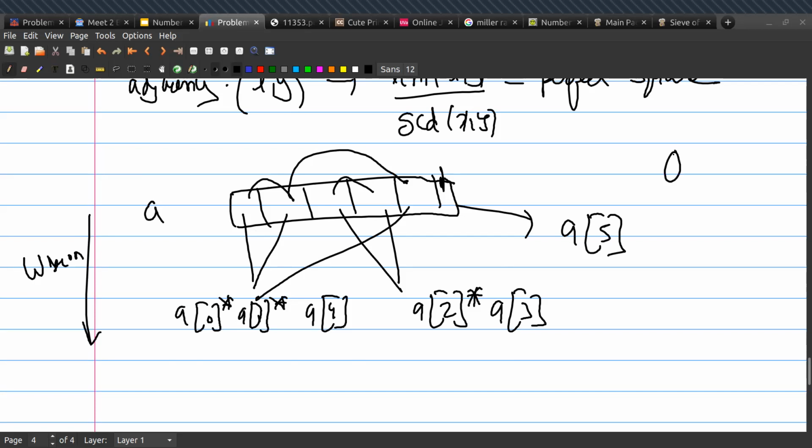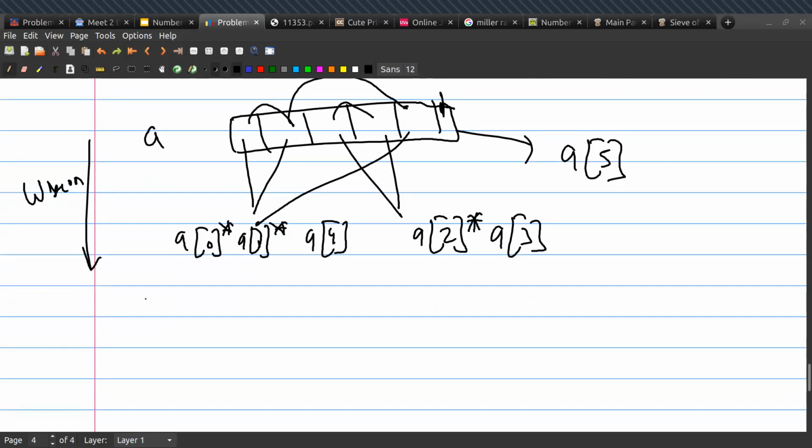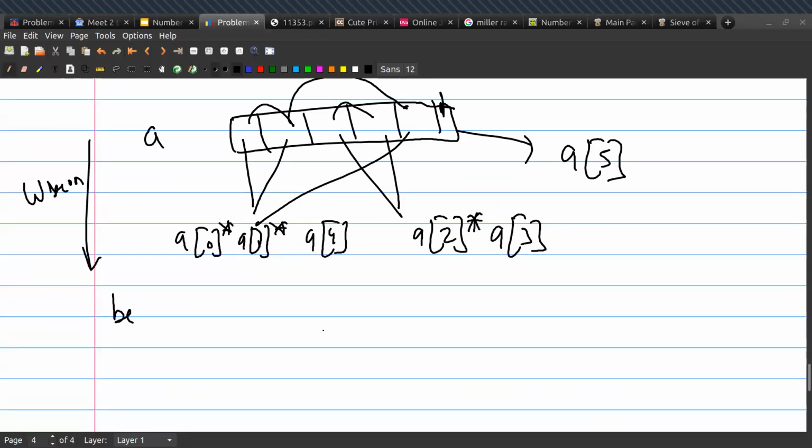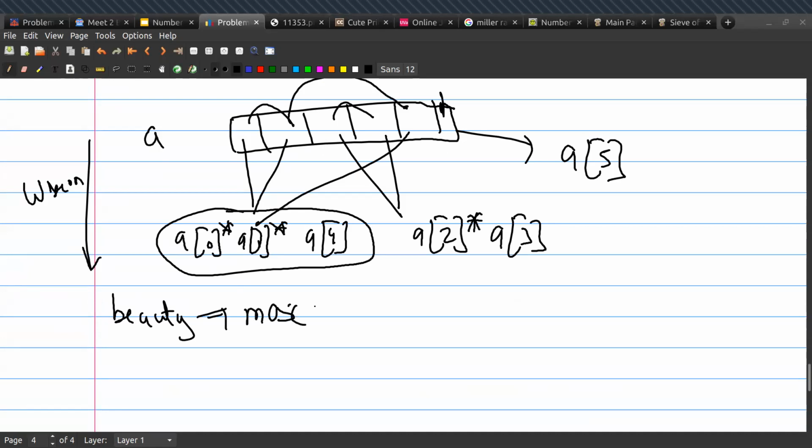And there will be q queries. There is something called the beauty of the array, which is the maximum value of di, where di is defined as the size of this adjacency group. So beauty is max di.